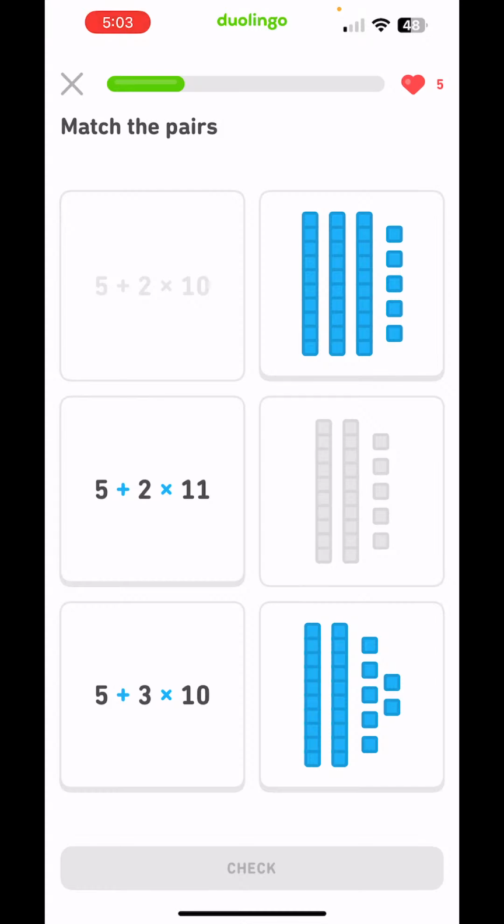Just the little flaws, you know. Okay, so with the second one here, we have 2 times 11, which is 22, plus 5 is 27. So it would be this one right here. And then we have 5 plus 3 times 10. So 3 times 10 is 30, plus 5 is 35.